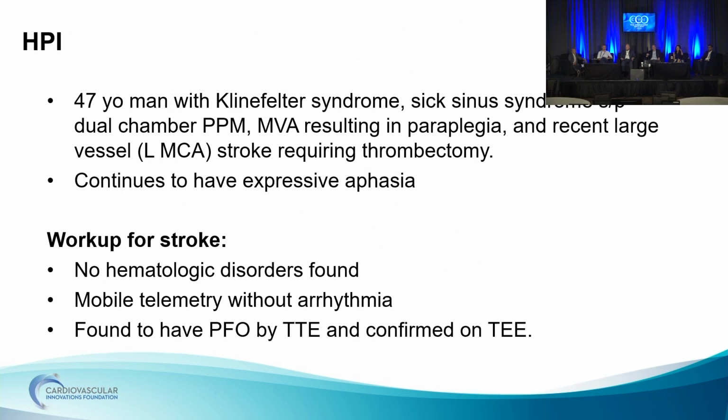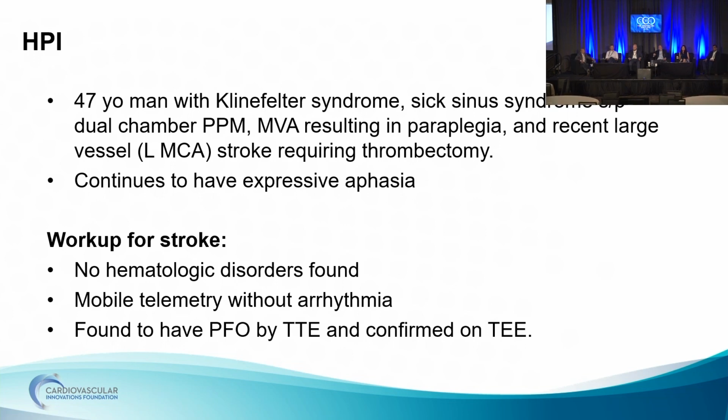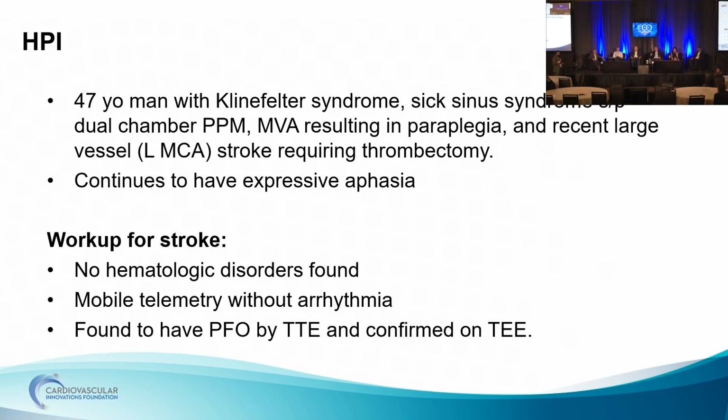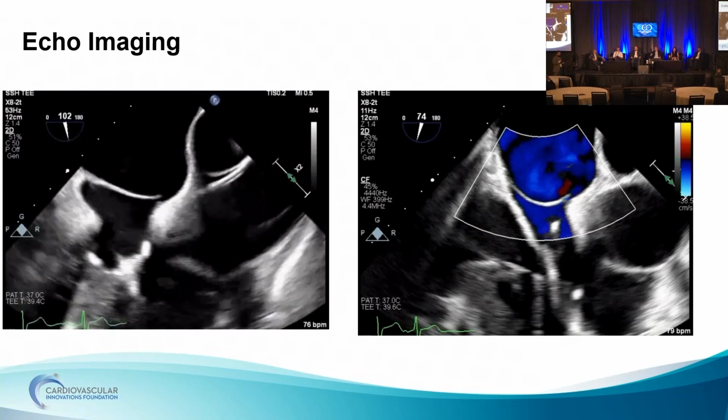He has a history of Klinefelter syndrome, sick sinus, had a dual-chamber pacemaker placed, and then he had a motor vehicle accident resulting in paraplegia, and recently had a large vessel left MCA stroke requiring thrombectomy by our neuro colleagues. He continues to have some expressive aphasia, and then he had a workup for stroke. He didn't have any hematologic disorders that were found. He had 30-day telemetry without arrhythmia, and he was found to have this PFO by TTE and TEE.